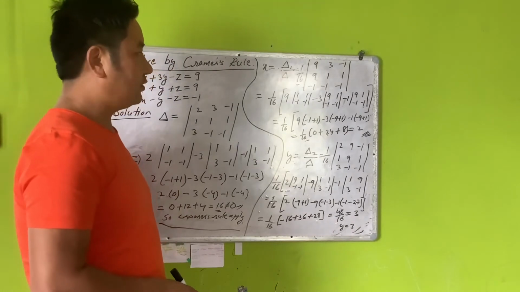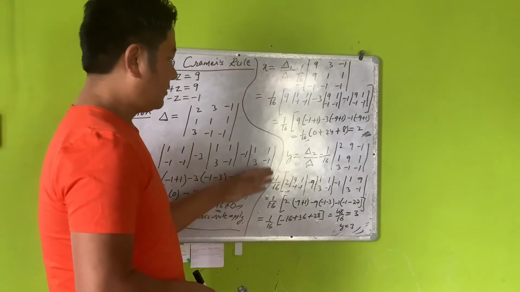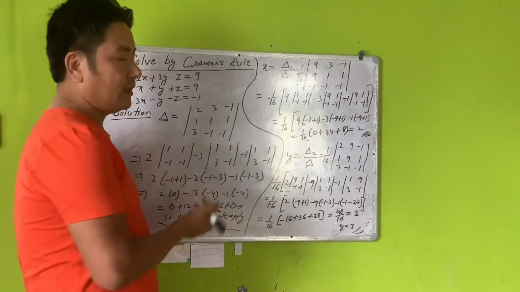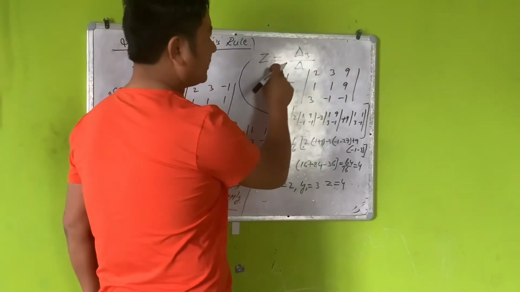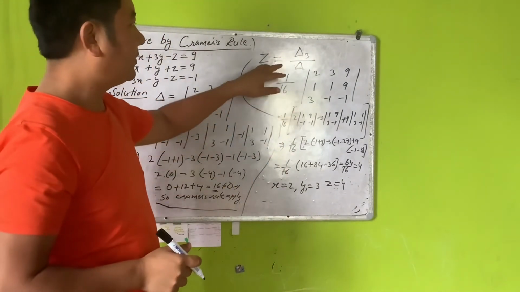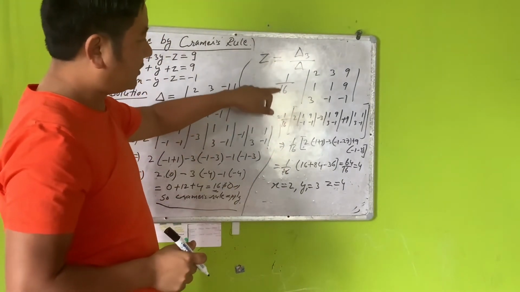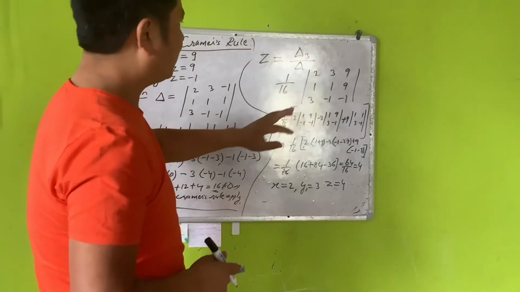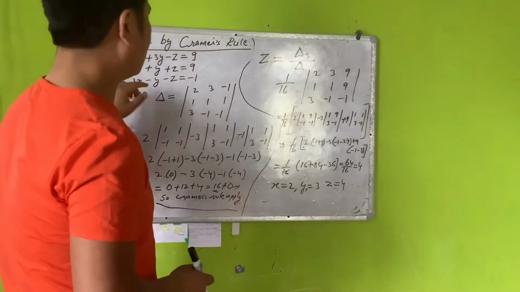So you found x, y. Now we have to find z. Let us find z. Z is what? Delta 3 by delta. So delta is 16. You know that 1 by 16. In bracket you have to find delta 3. So delta 3 is what?